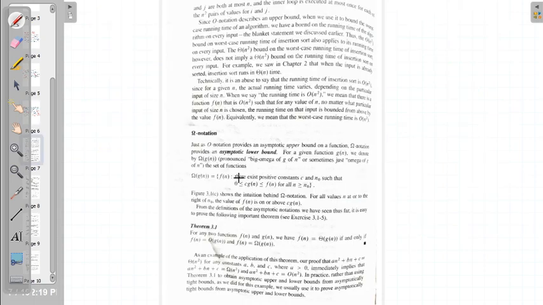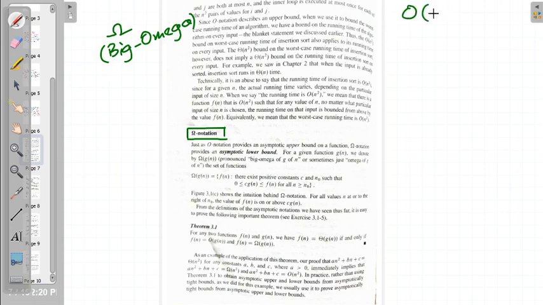And now the next notation that we will be checking is this omega notation. This is called big omega, right? Big omega notation. And the previous one was the big O, Big O notation. And now we are having this big omega notation.